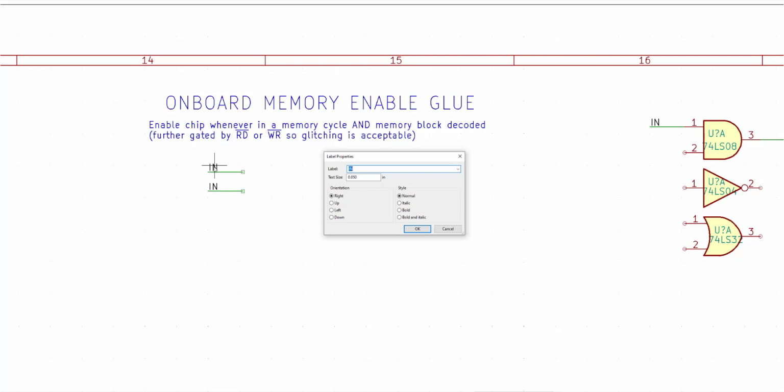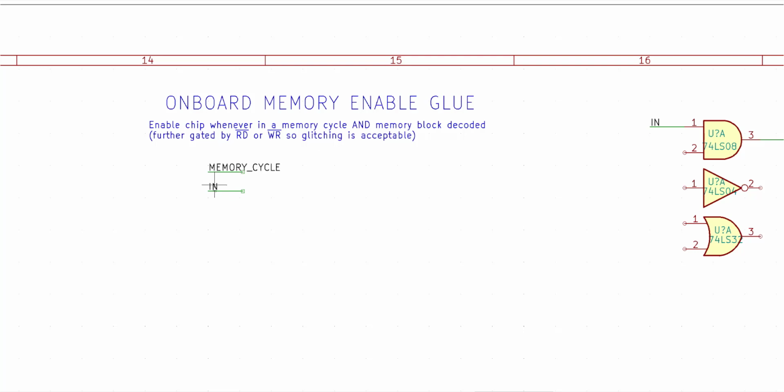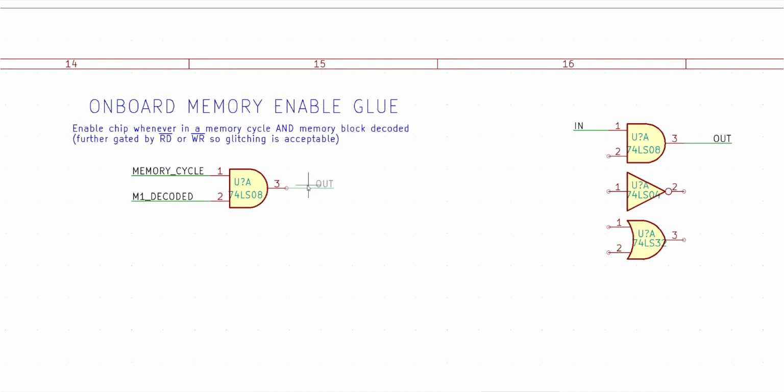So I need to be in a memory cycle and whenever our memory block is decoded. I'm going to do this for M1 right now, and I'm going to say that M1 is decoded. That's pretty simple. All I need to do is AND those two together. That's going to give me an output, and that output is that M1 is enabled.